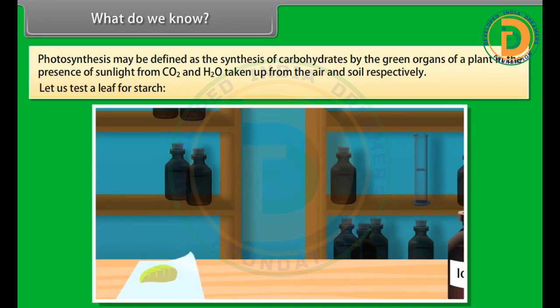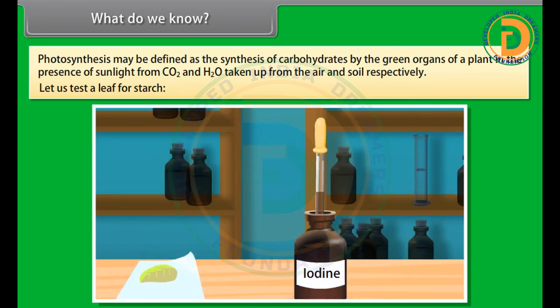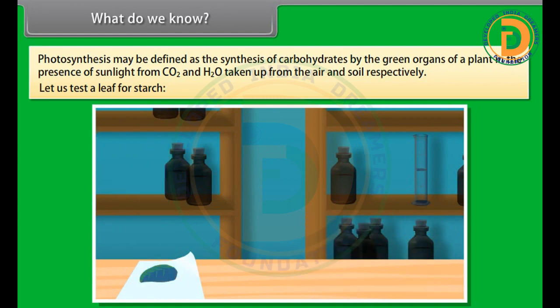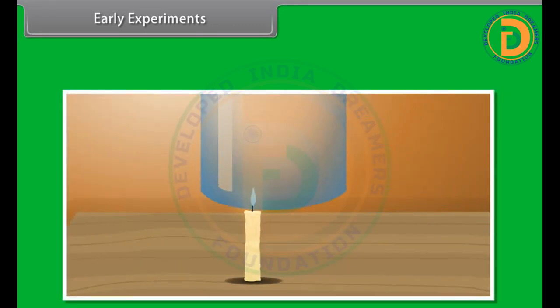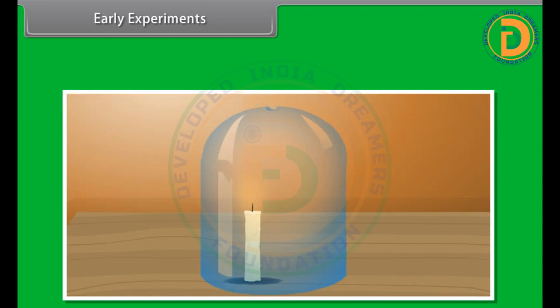Add a few drops of iodine solution on the leaf and the leaf turns dark blue in color, which indicates the presence of starch and also proves that photosynthesis occurs. Early experiments. Priestley experiment. First he placed a candle in a closed jar and it got extinguished.